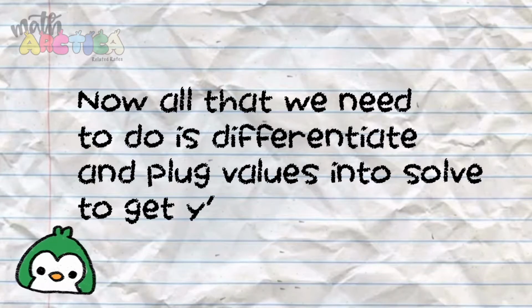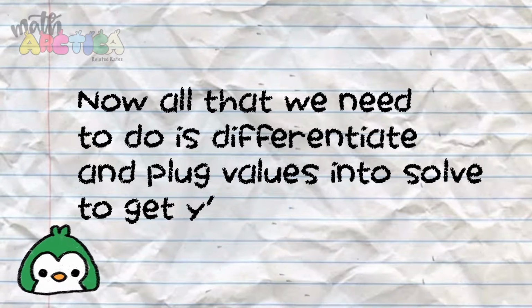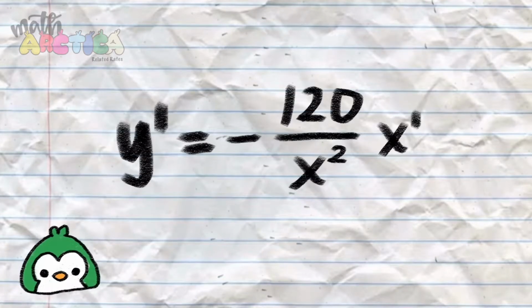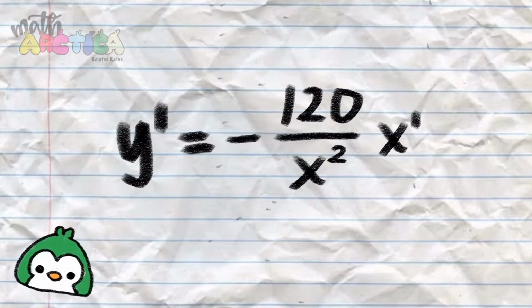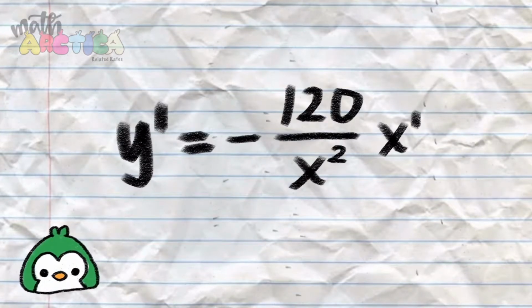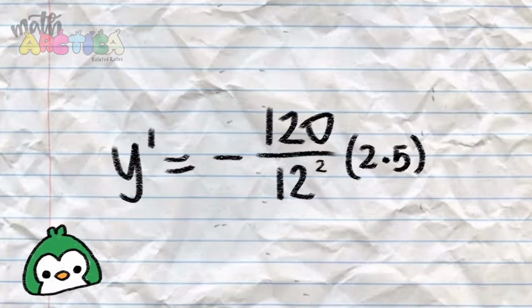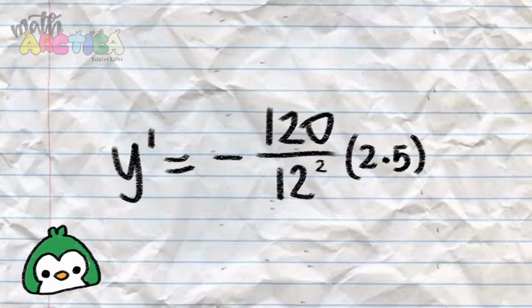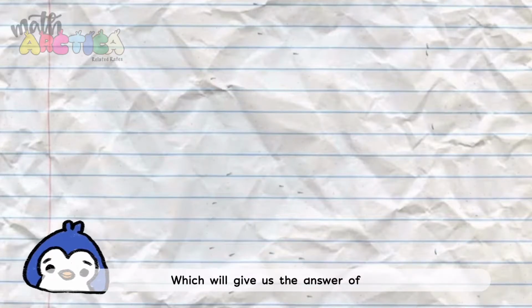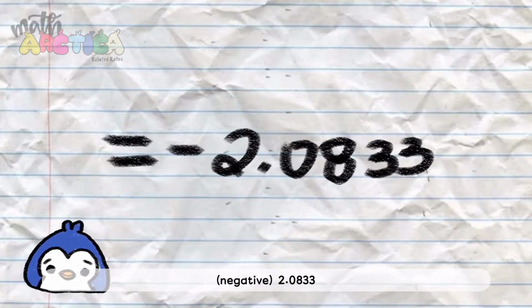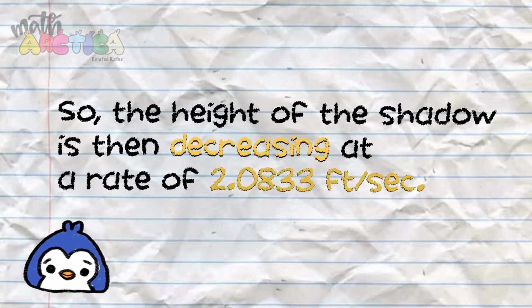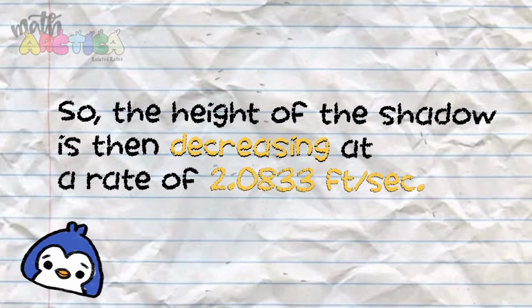Now all we need to do is differentiate and plug values in to solve for the y derivative. Y derivative is equal to negative 120 over x squared times x derivative. So y derivative is equal to negative 120 over 12 squared times 2.5. Which will give us the answer of 2.0833. So the height of the shadow is then decreasing at a rate of 2.0833 feet per second.